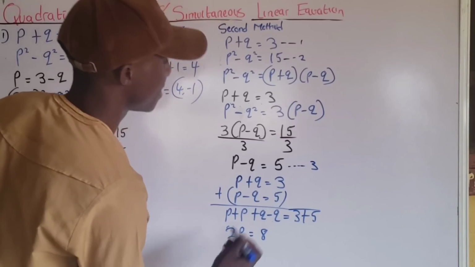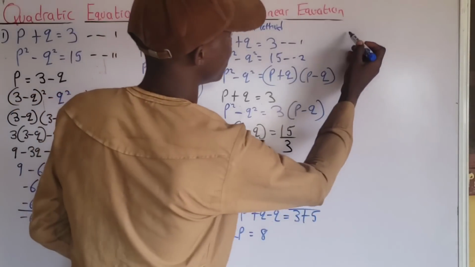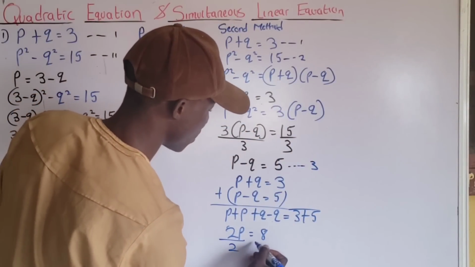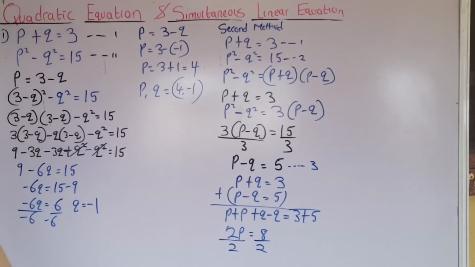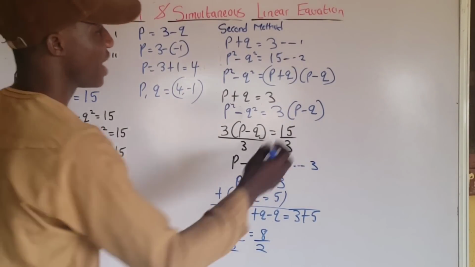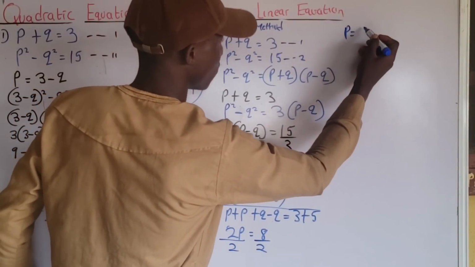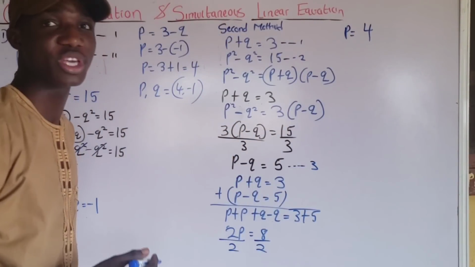So here 2p is equal to 8. Divide both sides by 2. This over 2 and this over 2. Please, do you understand what I'm doing? If you didn't understand, kindly listen to the explanation again, okay? So divide both sides by 2. Here I'm going to have p is equal to 4, because 8 divided by 2 will give us 4.